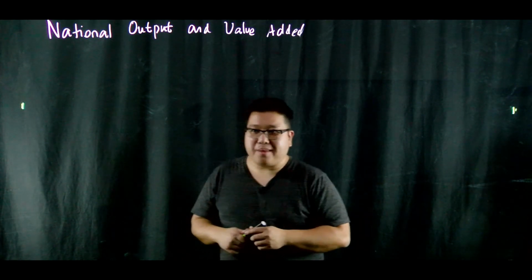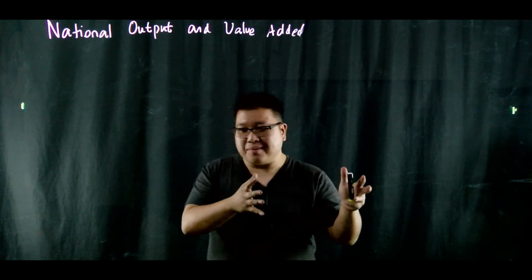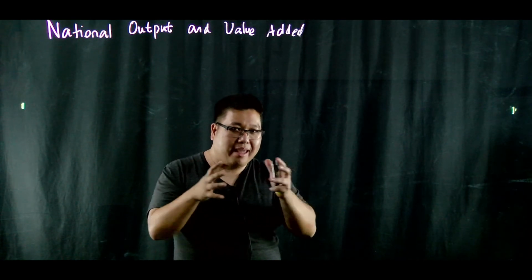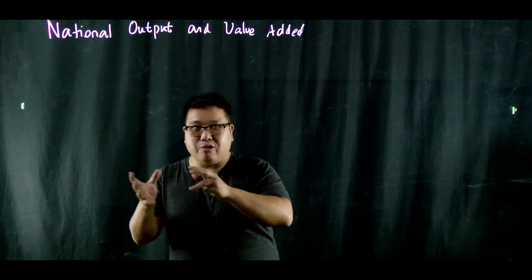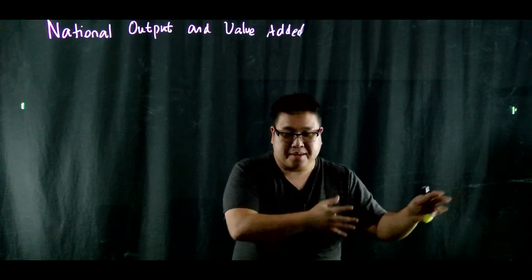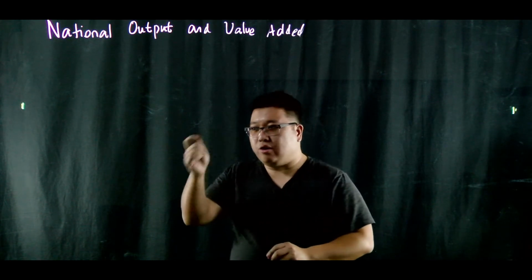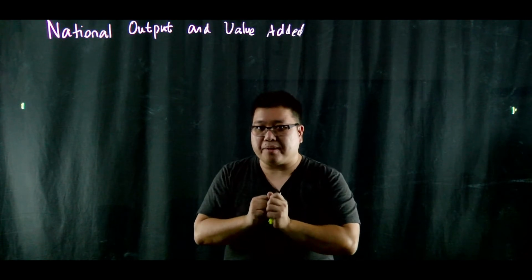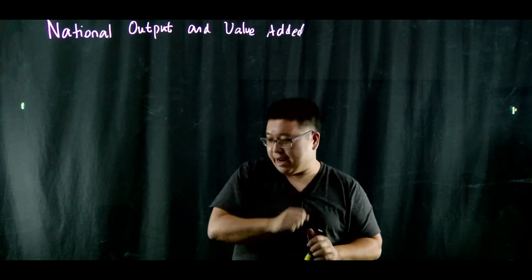Today we're going to talk about national output and value added. The way production happens in the economy is that it happens in stages. Before we have final goods, we have what we call intermediate goods. Final goods are goods that are not used anymore for further production. In contrast, intermediate goods are goods that are used for further production. This distinction is important if we are to compute national output using value added.